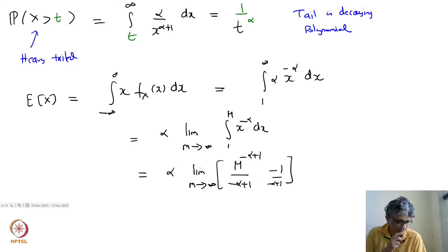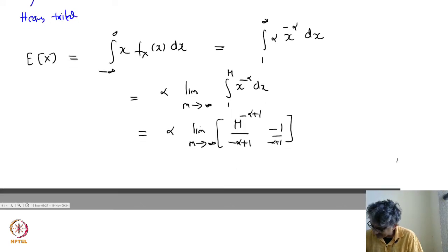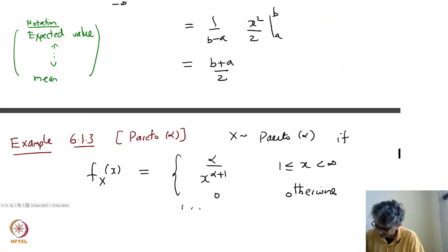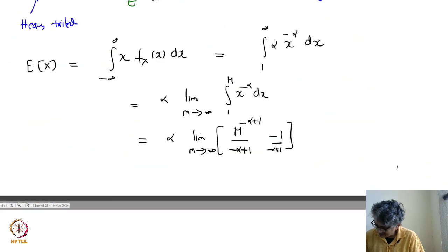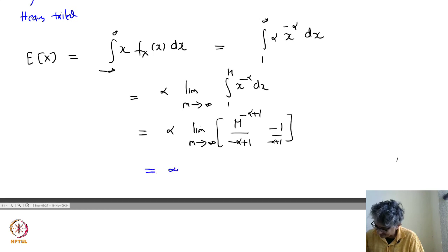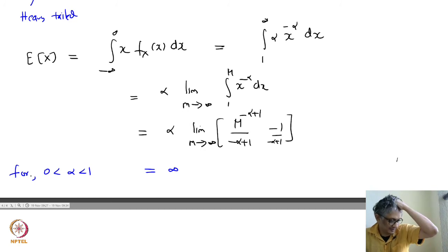That's the calculation. Now, if you think a little bit, if my alpha is less than 1, like I said, so I want to go back and define a Pareto, so 0 less than alpha less than 1, then this quantity is infinity. In some sense, if the decay is t to the alpha and alpha is less than 1, then the mean is infinite. The expression is infinite. This is one example where you see that the mean is infinite.